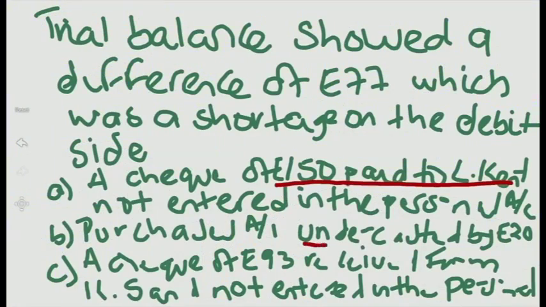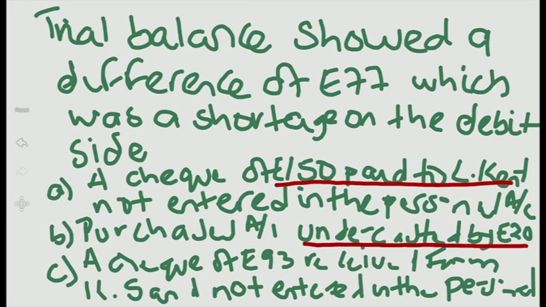When we move into part B, purchases were undercasted. The other entry is correctly recorded, but we have an undercast of 20 emalangeni. That is the second error. The last error that we are going to be looking at, it is a check of 93 that we have received from K-Send, which was not recorded.